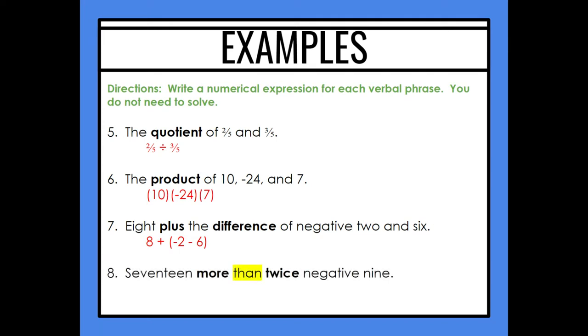7 more than twice -9. So here I have two operation words, and I also have than. So I'm going to start with what comes after than first, twice -9. That's going to go first. So 2 times -9, more means to add, and I'm going to add 7.